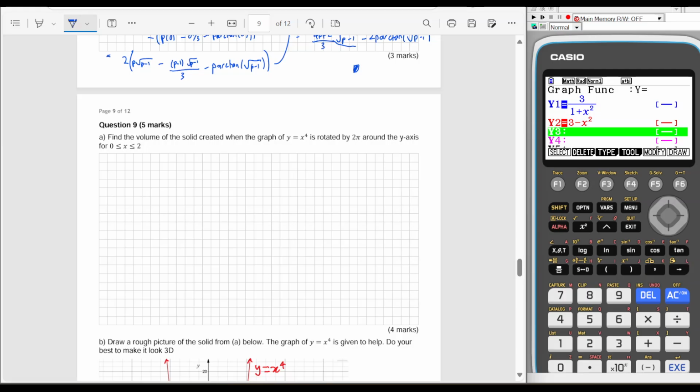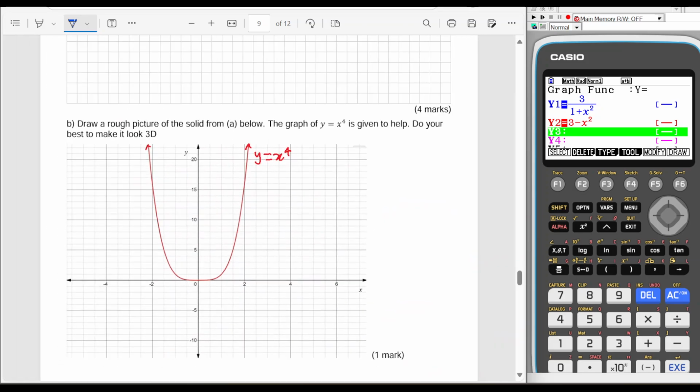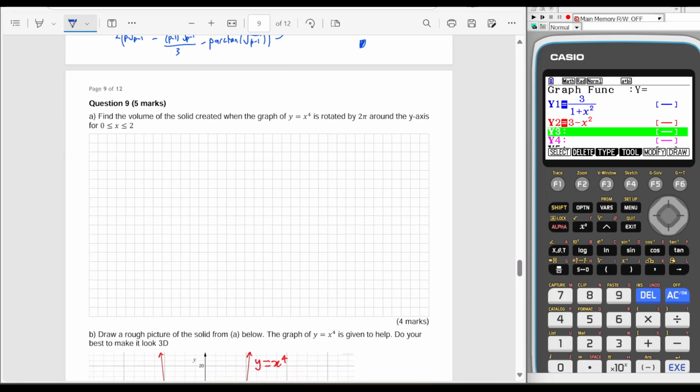Find the volume of the solid created by that shape when you go around the y-axis. So conveniently, I've got a graph there. So if we go from 0 to 2, I'm actually just going to fill in this question first. But you go from 0 to 2, and we're going to sweep around that shape there. So that would be a mark for that bit. It's like a bowl shape. Find the volume of the solid.